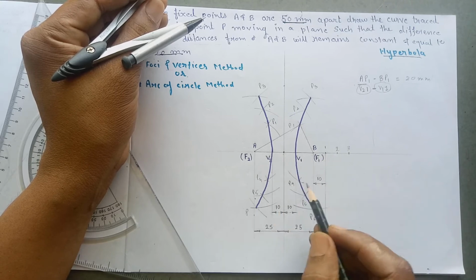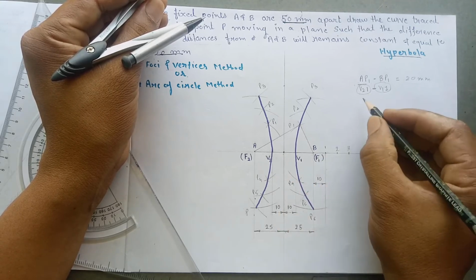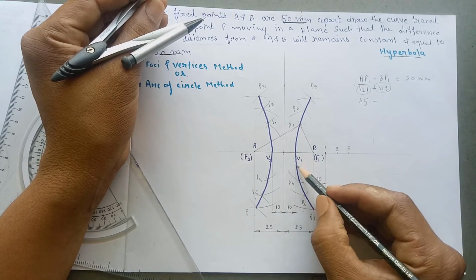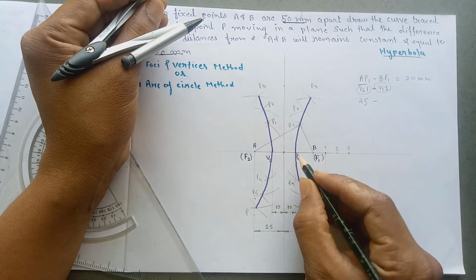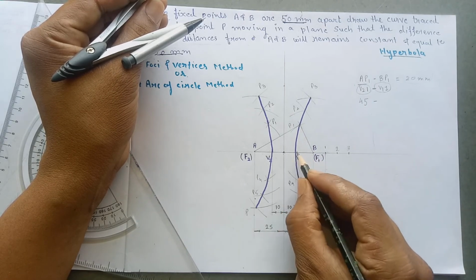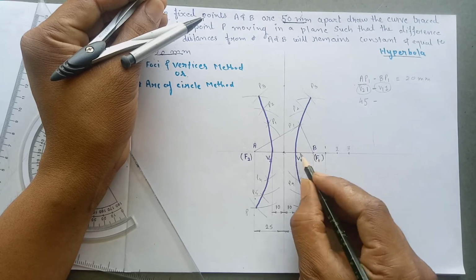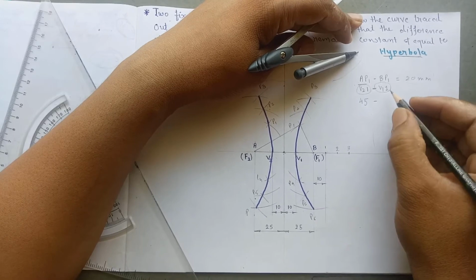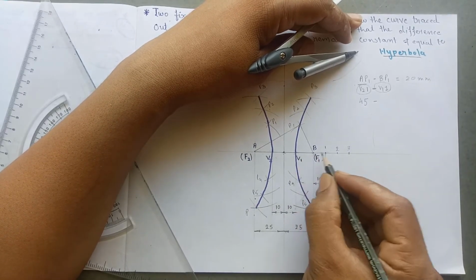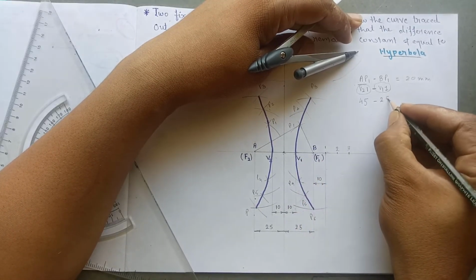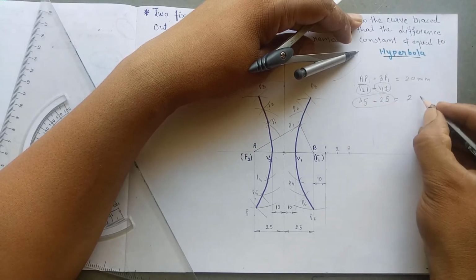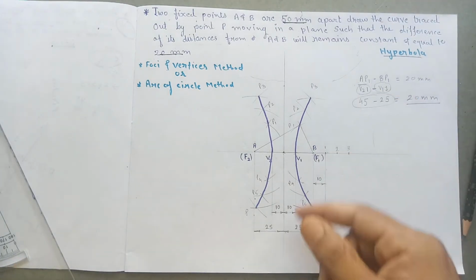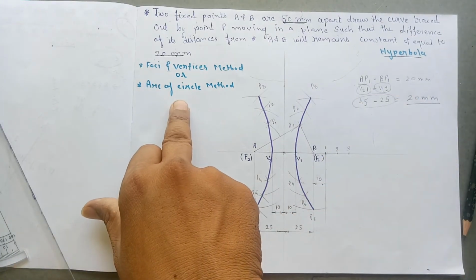We have taken the scale as 1 centimeter equal to 10 mm. So the distance of V2 to 1 is equal to 10 plus 10 plus 25. So it is equal to 45 minus V1 to 1. So the distance of V1 to 1, this distance is 25 mm and this distance is 10 mm. So this distance will be 15 mm. So the distance of V1 to 1 is equal to 15 plus 10. It is equal to 25. So the difference is 20 mm. So this is the proof of the statement, and we have drawn the curve by using the arc of the circle method.